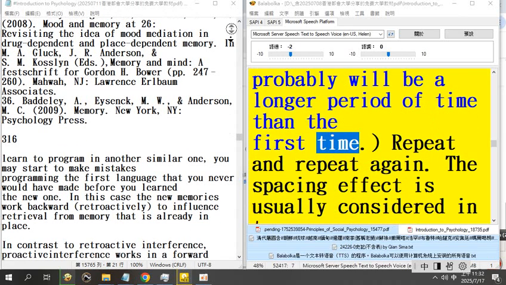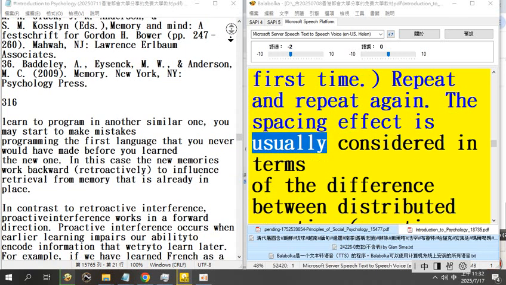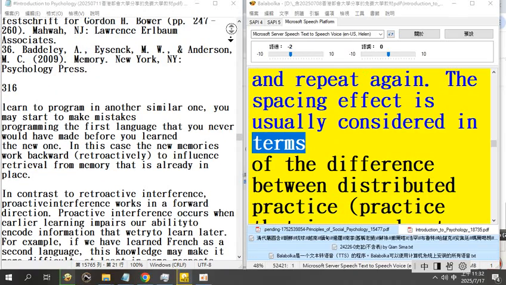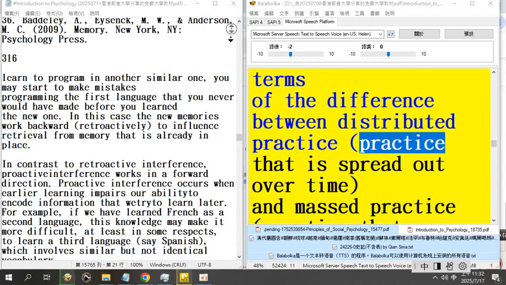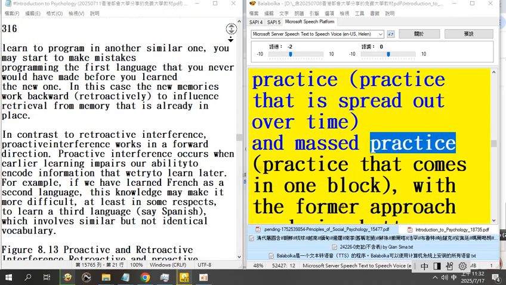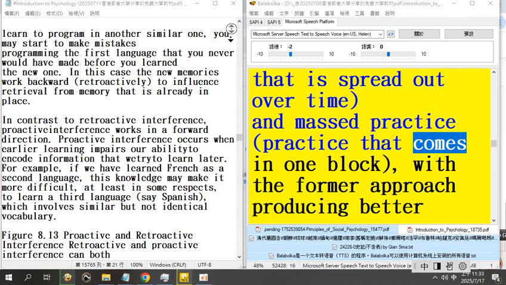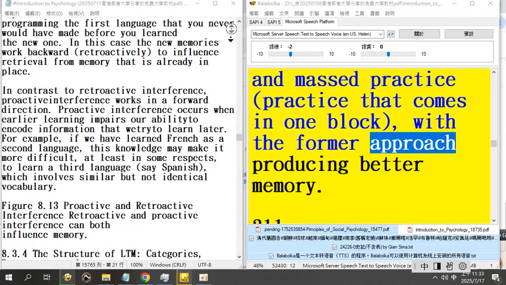Repeat and repeat again. The spacing effect is usually considered in terms of the difference between distributed practice, practice that is spread out over time, and massed practice, practice that comes in one block, with the former approach producing better memory.